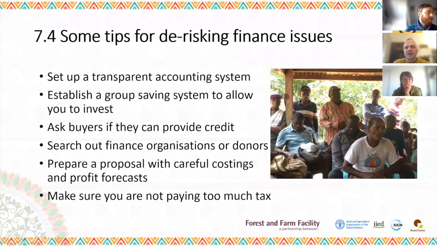So in terms of finance issues, often finance issues come about because the group doesn't have a really well-managed account that belongs to the business as a whole. So you might need to set up a transparent accounting system, maybe even opening a bank account. If you don't have access to a bank account, sometimes a village savings and loans box can be set up. Make sure your treasurer is on top of the finances that you have.